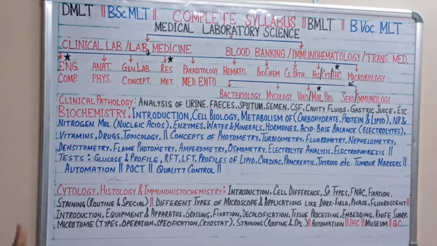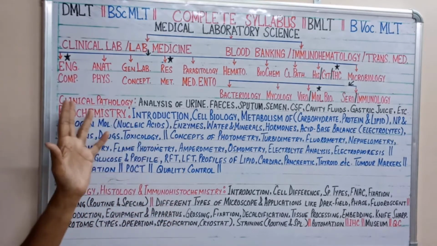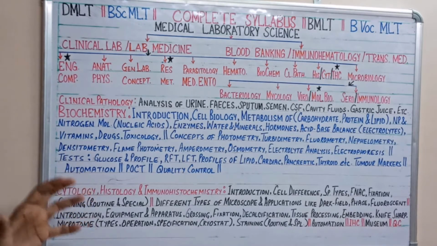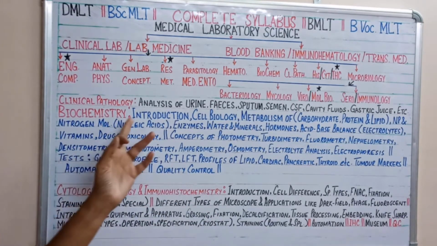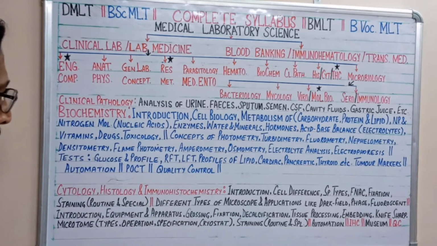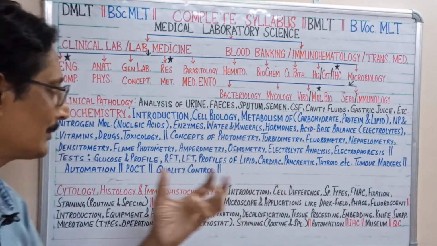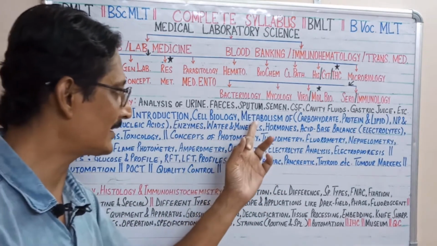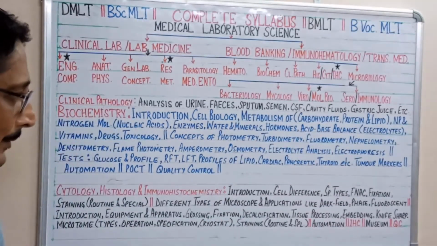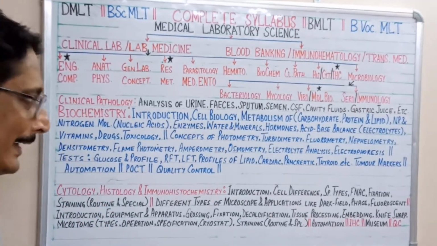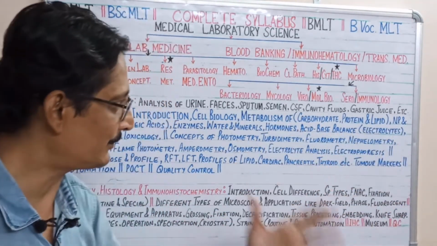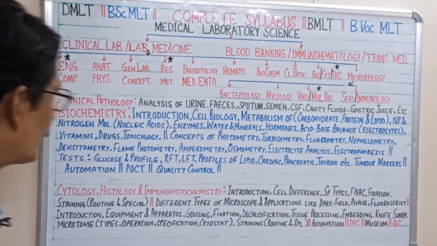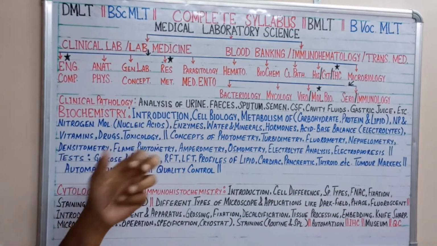Biochemistry lab. Biochemistry is a huge chapter. Mainly all the major workload is with the biochemistry lab. Here we have to study the introduction, the function of the cell, the understanding of cell biology, and metabolism, including the anabolism and catabolism of carbohydrates, proteins and lipids, that is fat, and nucleoproteins, that is nucleic acids.